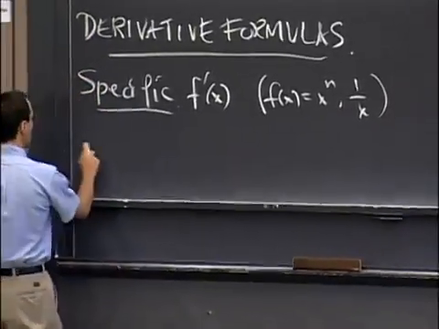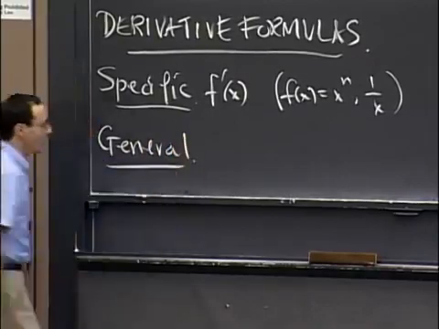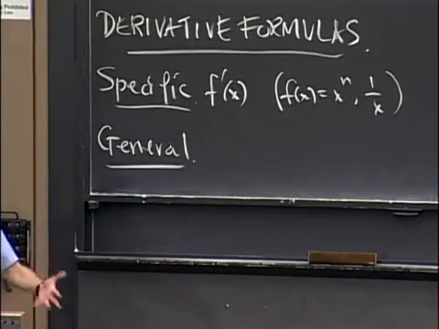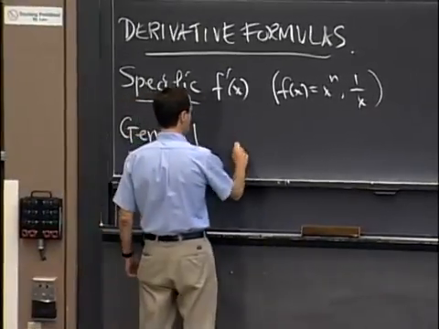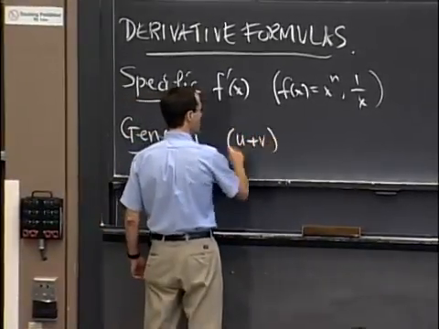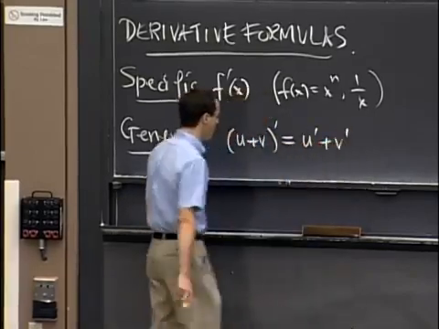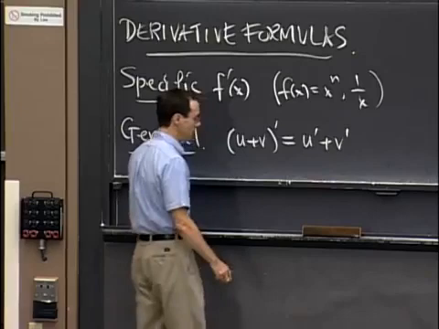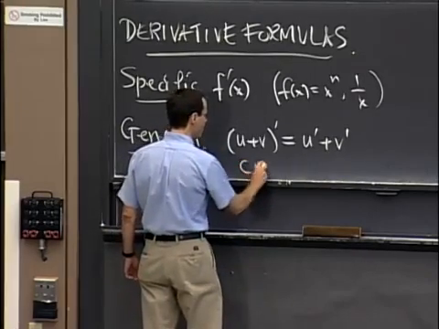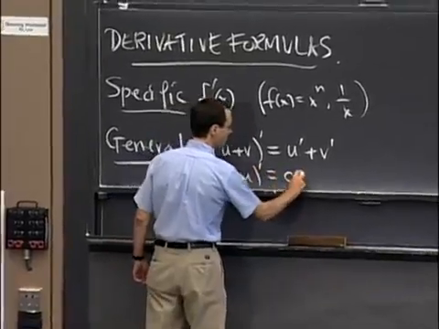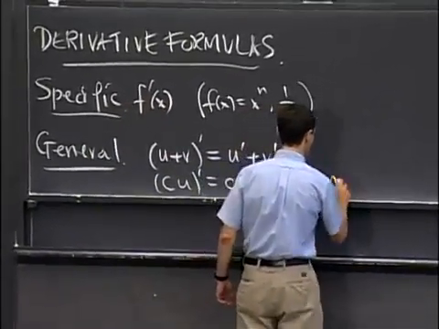And then there are general formulas. And the general ones don't actually give you a formula for a specific function, but tell you something like if you take two functions and add them together, their derivative is the sum of the derivatives. Or if you multiply by a constant, for example, so c times u, the derivative of that is c times u prime, where c is constant.